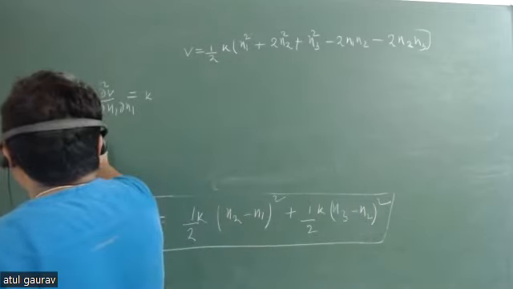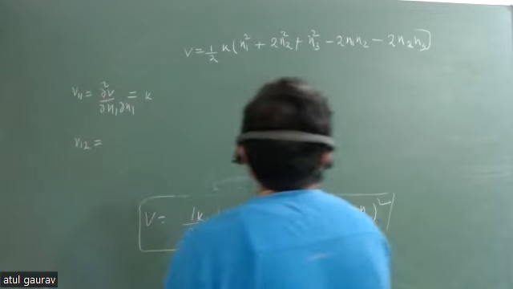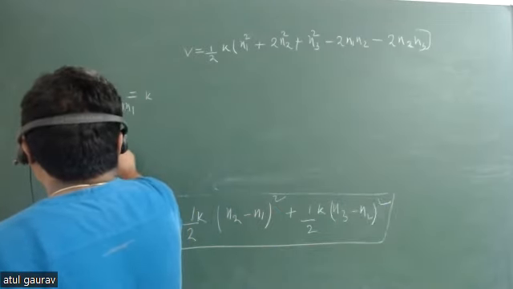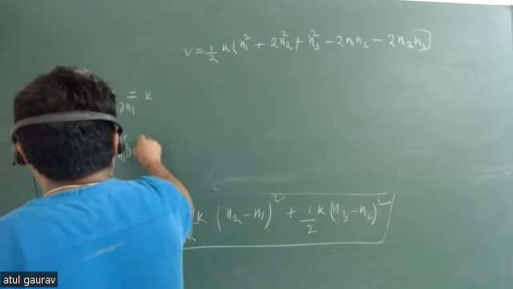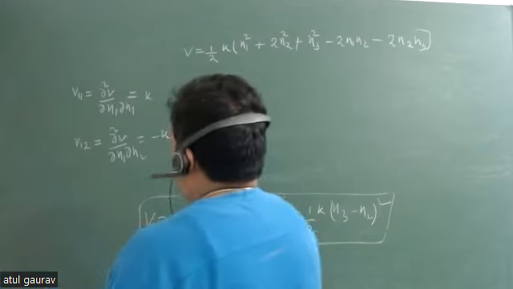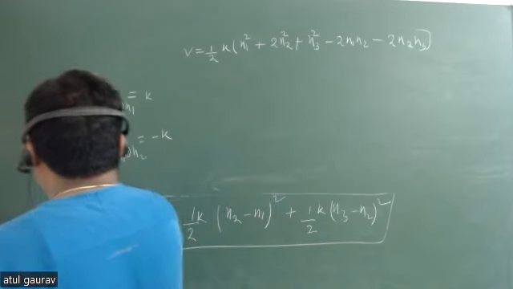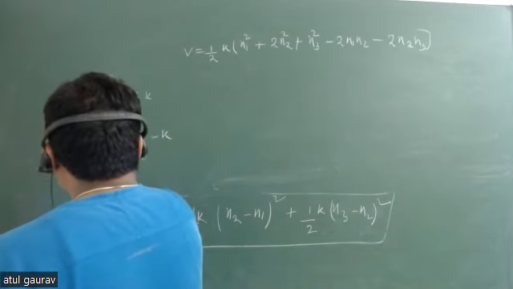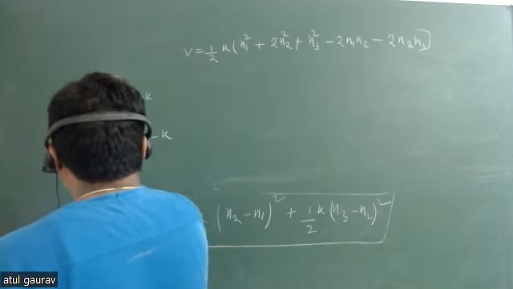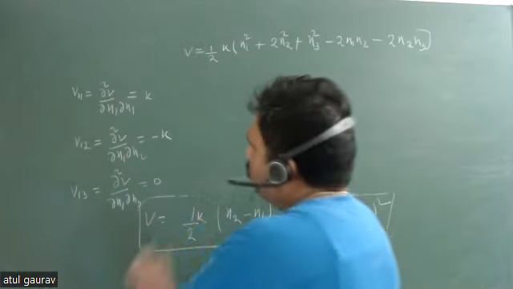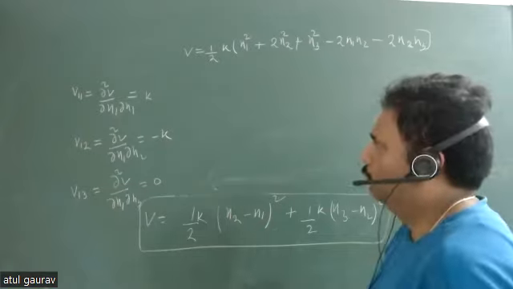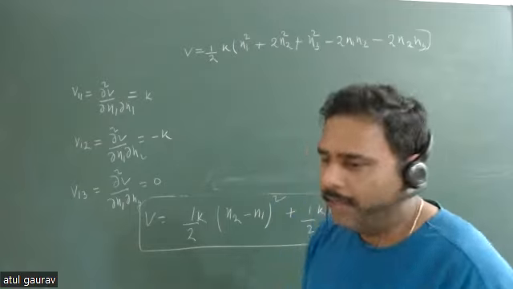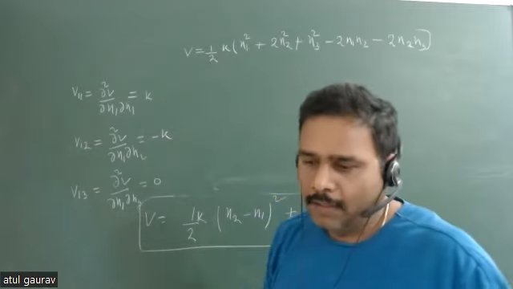Similarly, for 1 2, what will you get from 1 2? That value is del square V upon del eta 1 del eta 2, which is minus K. What will be V13? It is 0, isn't it? Similarly, you can calculate all the terms, but I will tell you how to find it in a shortcut manner. This you can do in a clerical way, quite easily.